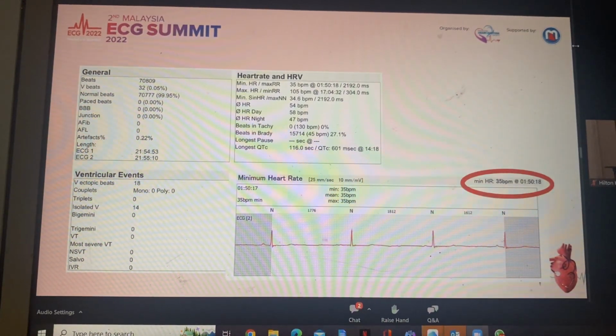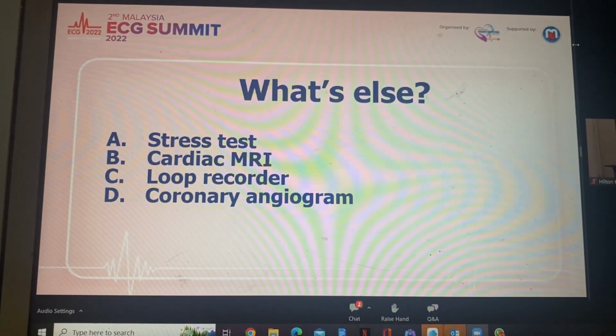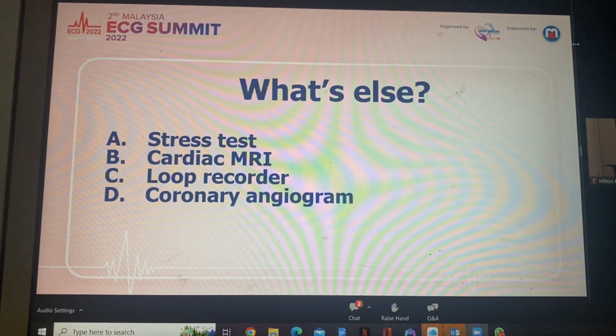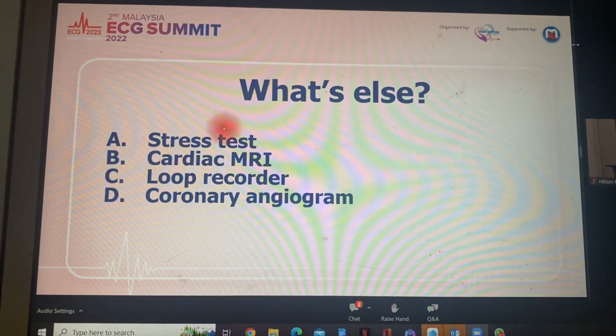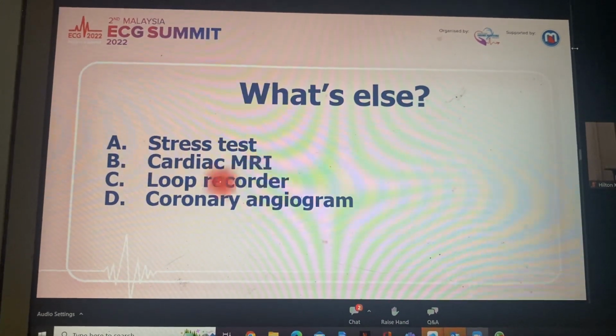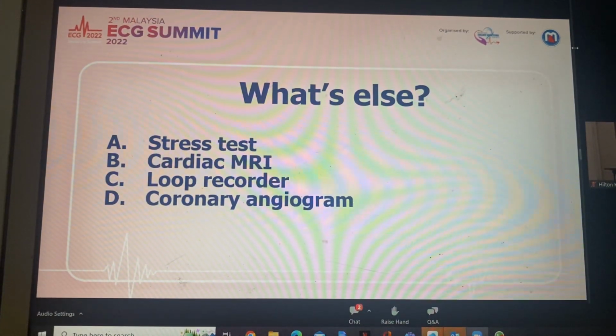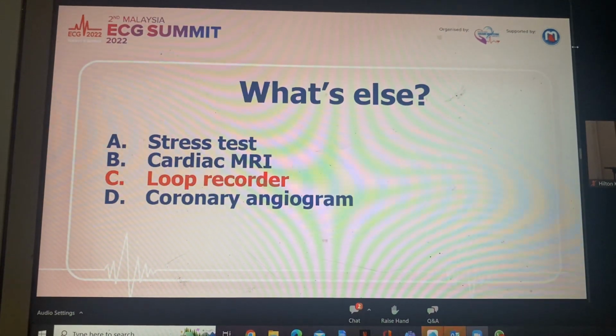So we were puzzled, what's next to do for this patient? The history is very suggestive, syncope and dizziness, but the symptoms are not too frequent. Either you go for a stress test to look for any ischemia, cardiac MRI to look for any structural heart disease, especially in the elderly patient, a loop recorder, or a coronary angiogram basically to rule out CAD. So we chose the loop recorder.